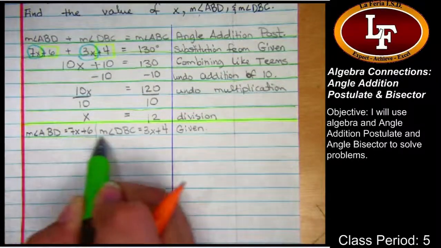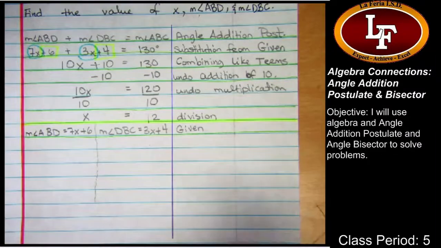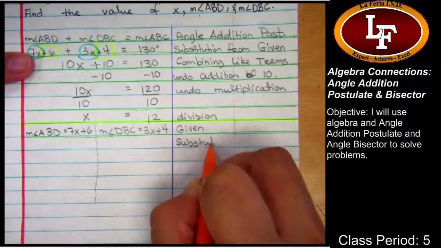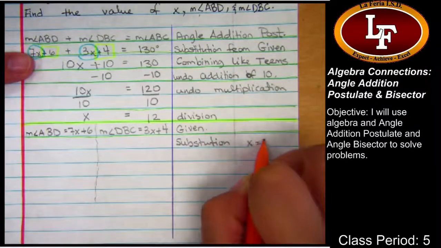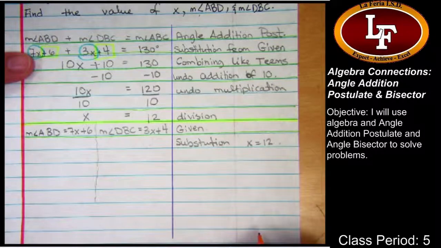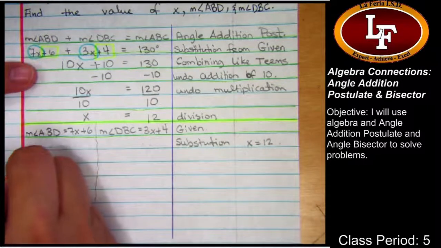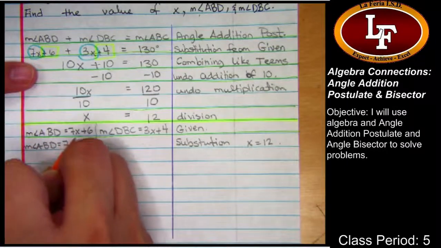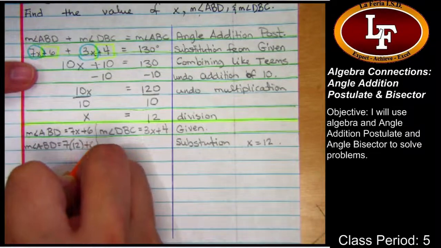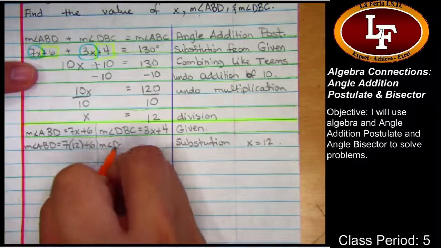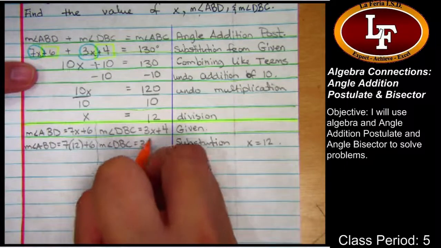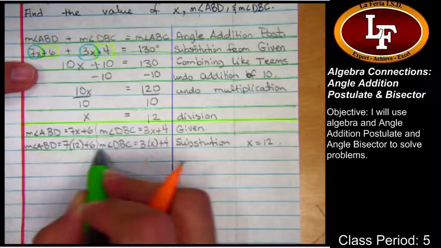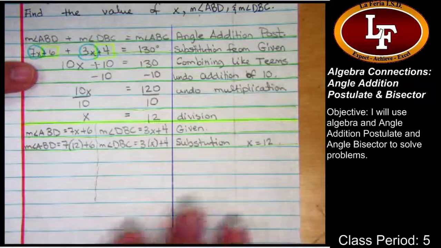Okay, we still got green lights, we can still keep going forward. I'm going to use some substitution, but this time I'm going to substitute what I know for x, which is 12. So everywhere I see an x, I'm going to put a 12, and I know that this is 7 times x, so I'm going to use parentheses to show that multiplication. And I'm going to do that for both little phrases that I had there. There we go. So far, so good.